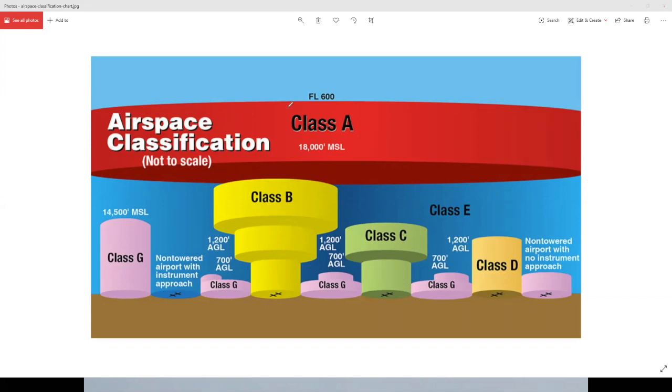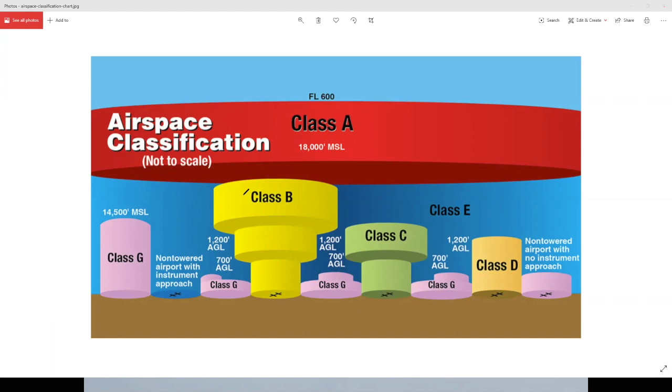So Class A airspace extends from 18,000 feet above sea level to 60,000 feet above sea level. When we get to these levels of altitude, we usually don't talk about 18,000 feet or 60,000 feet. We usually say things like flight level 180 or flight level 600, which is 60,000 feet. And you can only fly Class A if you and your plane are IFR equipped.